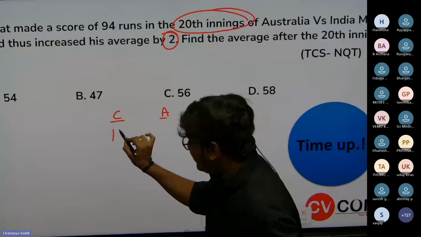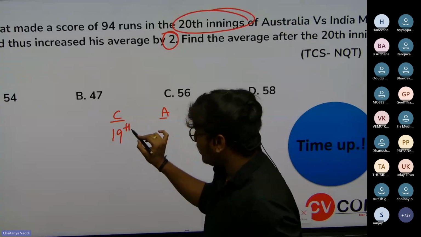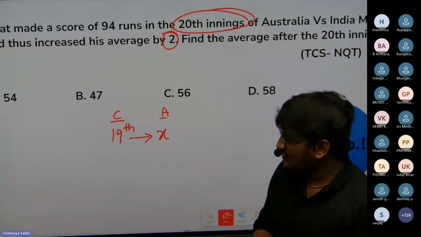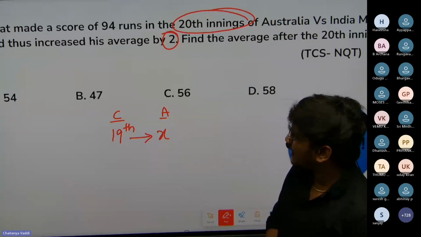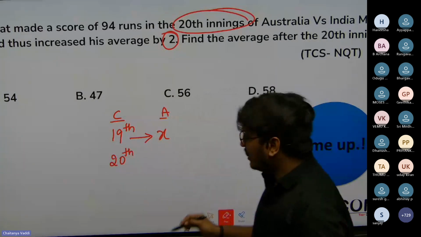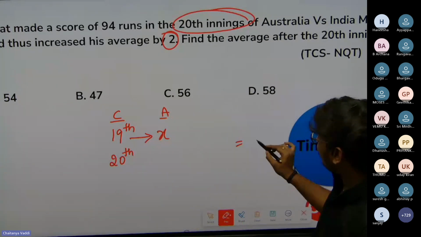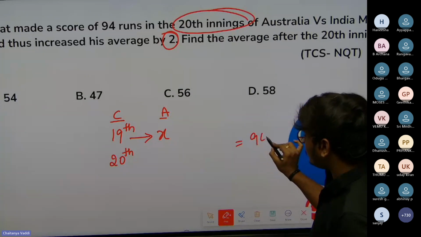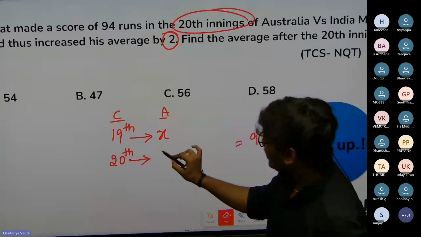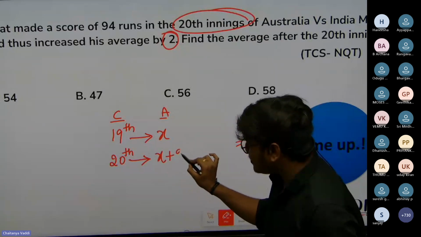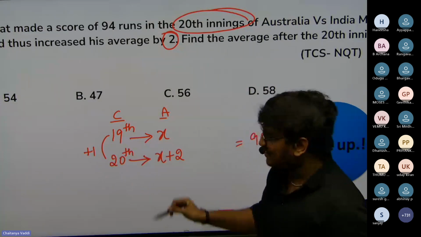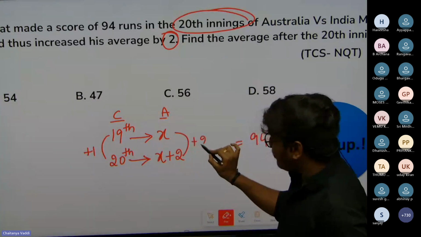So till the 19th innings, we don't know that average, correct? Let me assume it as X. Now, in the 20th inning, Virat Kohli made 94 runs. Because of those 94 runs, the average is getting increased by 2. Now the average is X plus 2, correct? Here only one inning got increased, and the average is increased by 2.